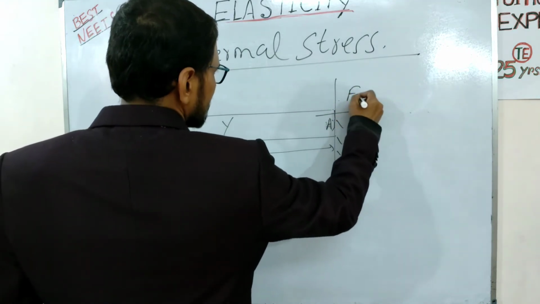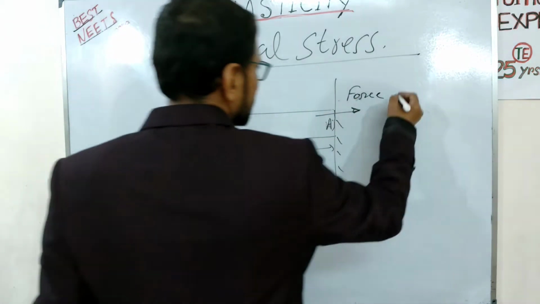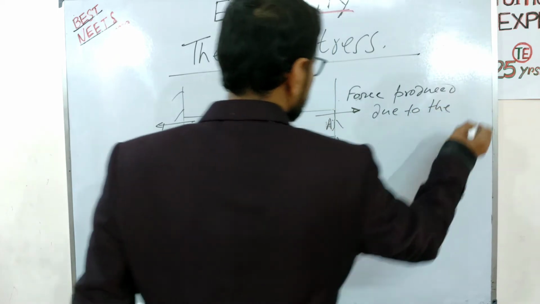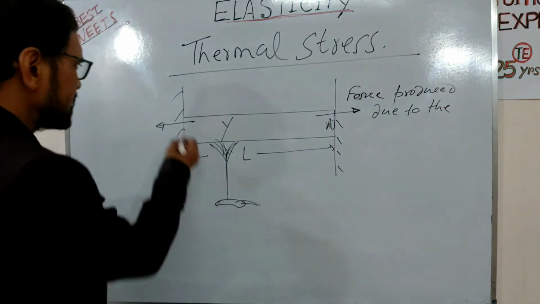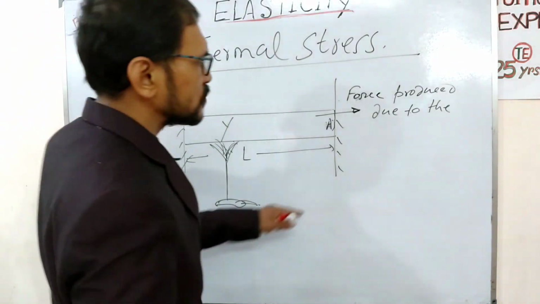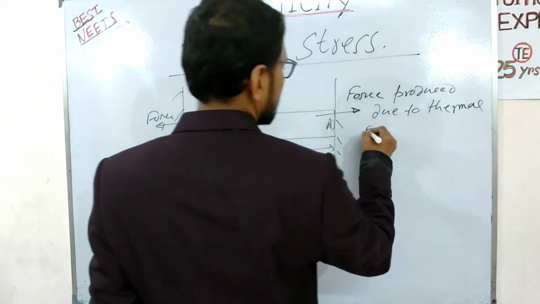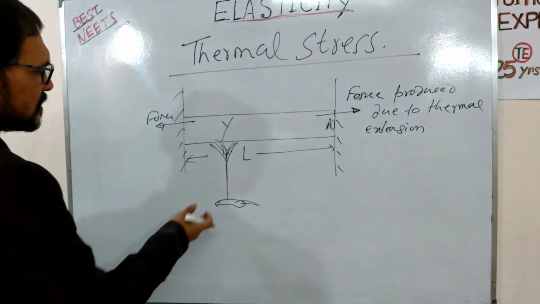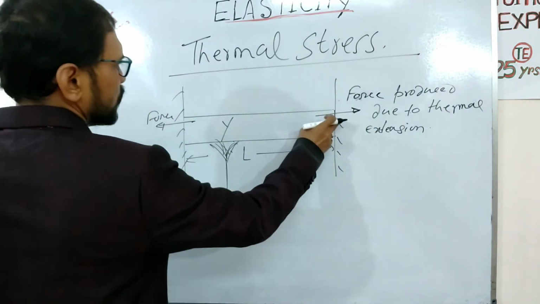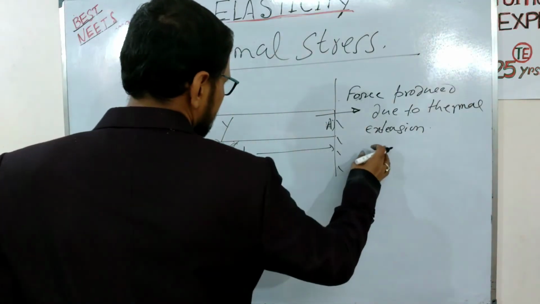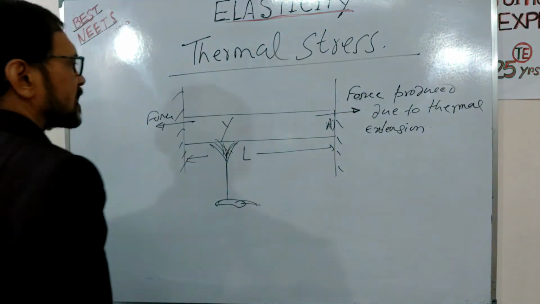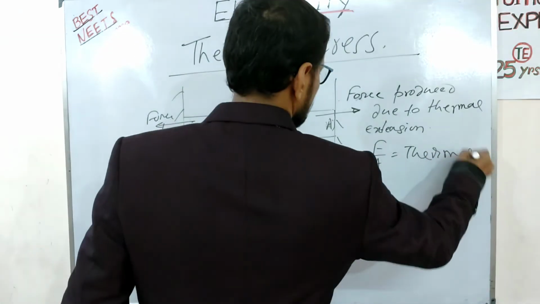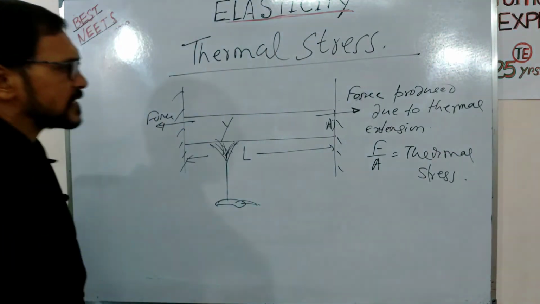This force is produced due to thermal expansion. This force is produced on this side and this side. That is, due to heat applied, the rod extends, so a force is applied at the wall. This force by area is called the thermal stress.